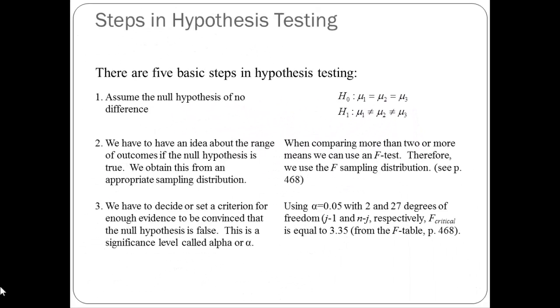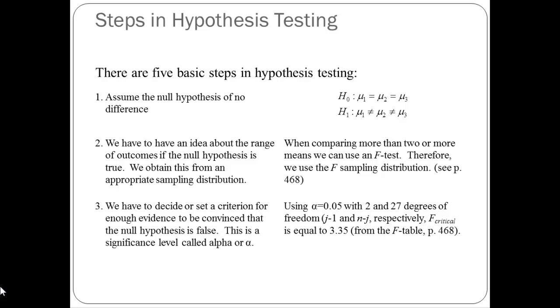Step number 2, we have to have an idea about the range of possible outcomes of our test statistic. In this case, because we're doing an analysis of variance, a continuous dependent variable, a discrete independent variable with 3 or more categories, we know that we're going to calculate an F statistic, and therefore the appropriate sampling distribution is the F distribution. We can find the table of F distribution on page 468 of your textbook.